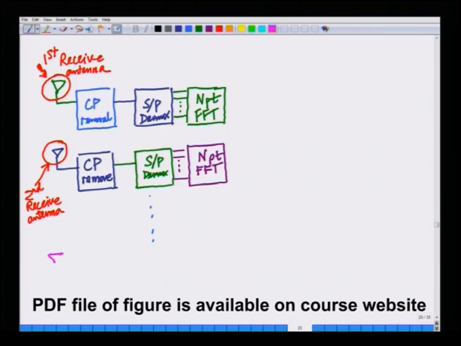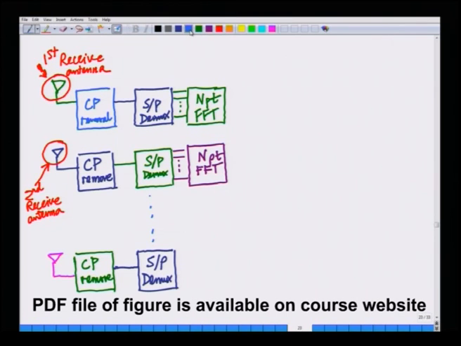Similarly, at the rth receive antenna, we essentially have to remove the cyclic prefix, that is CP removal, followed by a serial to parallel demux, followed by the N-point FFT, and this is essentially performed at the rth receive antenna.